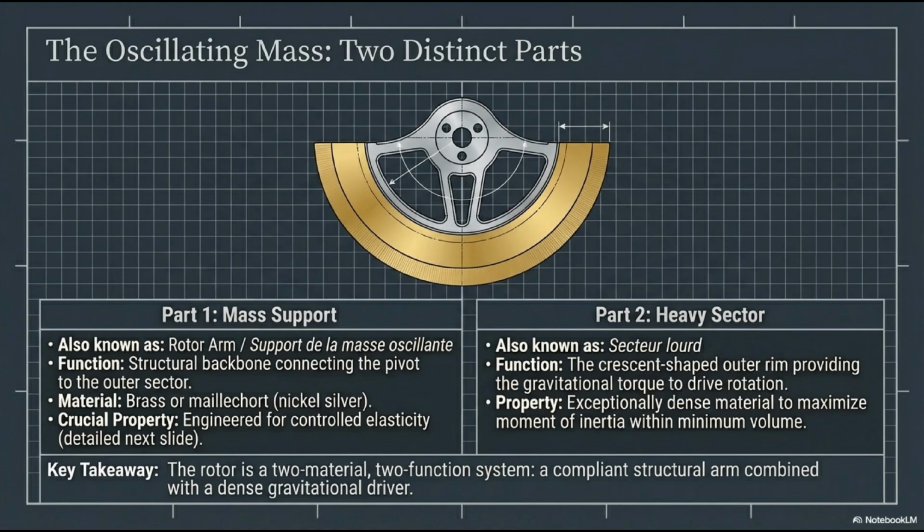Attached to the periphery is part 2, the heavy sector, or secteur lourd. This is the crescent-shaped outer rim. Its sole function is to provide the massive gravitational torque required to drive rotation. Therefore, its primary property must be extreme density. The goal is to maximize the moment of inertia by packing the heaviest possible material into the absolute smallest physical volume at the furthest edge of the rotation. The rotor is a beautiful marriage of a compliant structural arm and a dense gravitational driver.